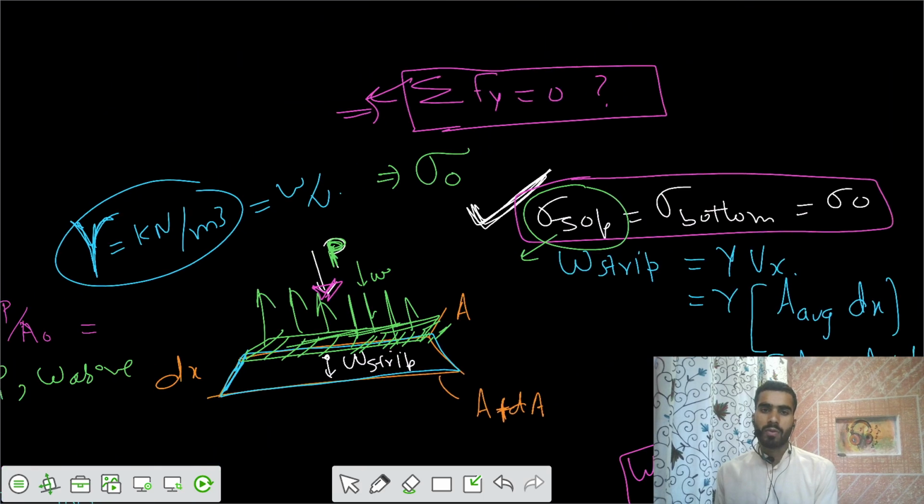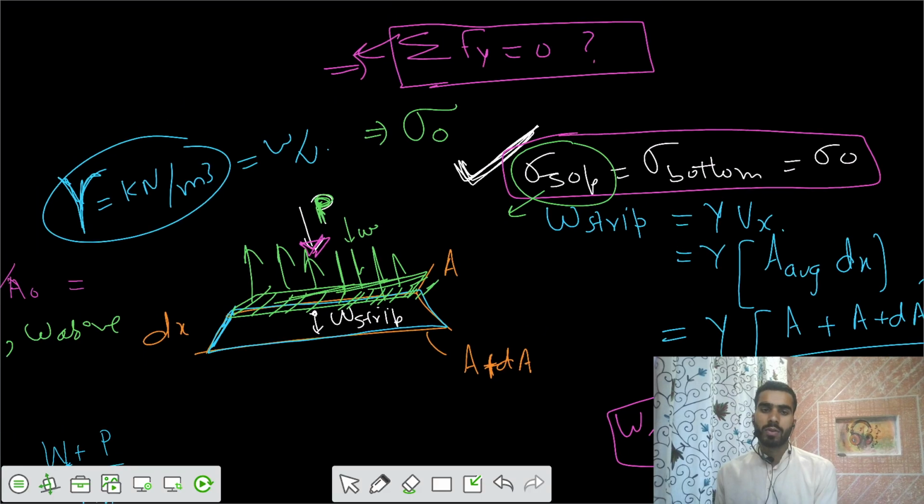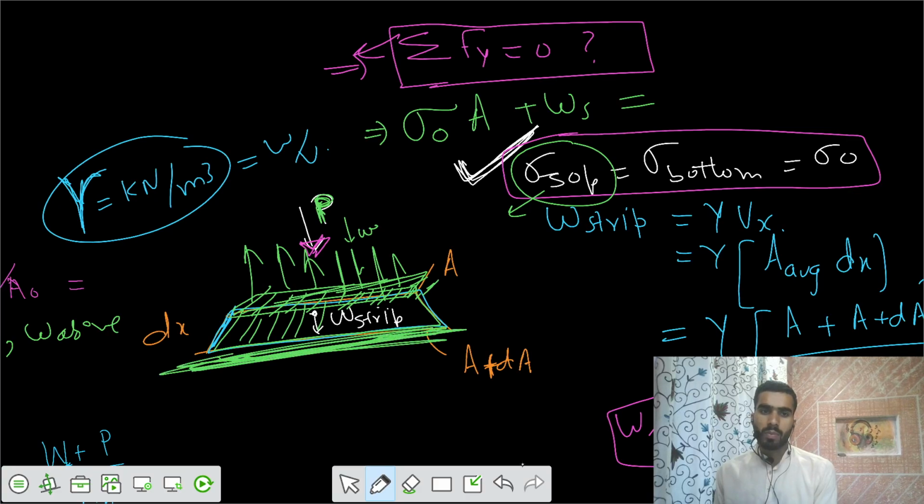So for that calculation, if I apply summation of Fy equals 0, sigma naught into A, plus the weight of the strip, should be equal to the load on the bottom part of the strip, and that value of load would be equal to sigma naught for the area of A plus dA.